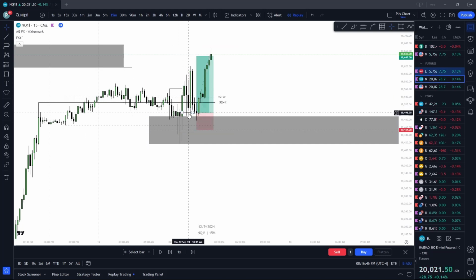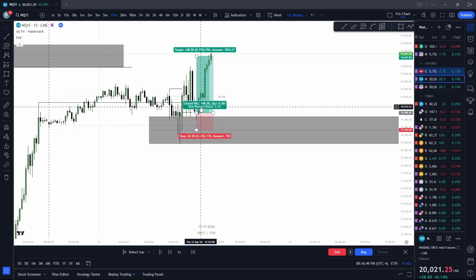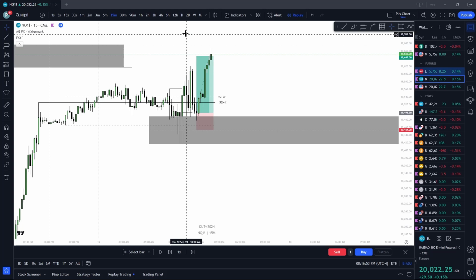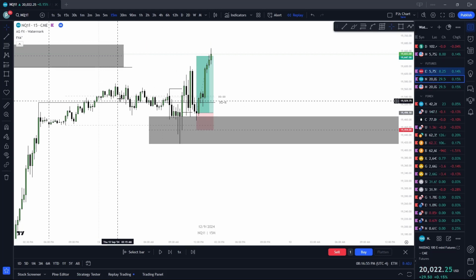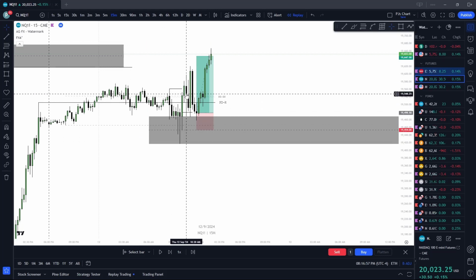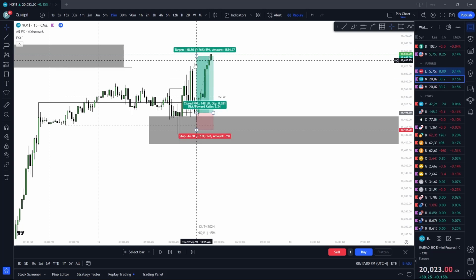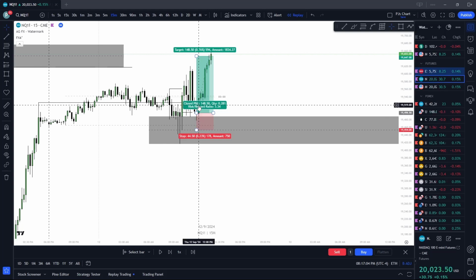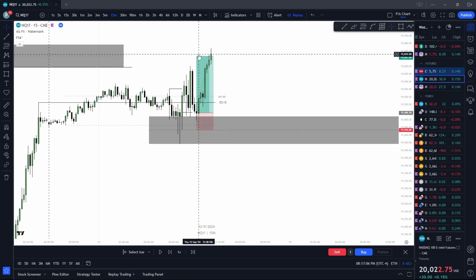Find a high probability entry here, even into here, and then let it run out to our draw on liquidity, understanding that this draw higher is what's needed after accumulating, manipulating, following with the distribution. Balancing this price range here with an OTE delivery, and then continuing to deliver higher.